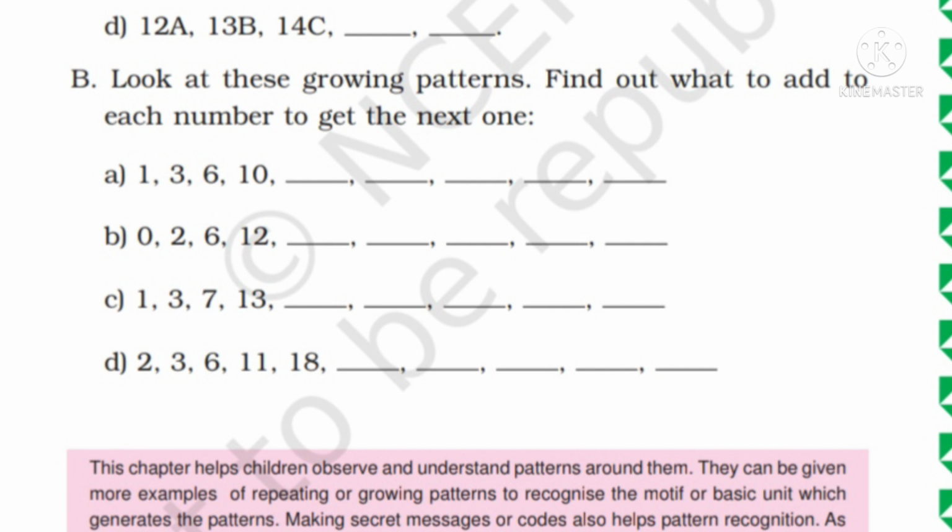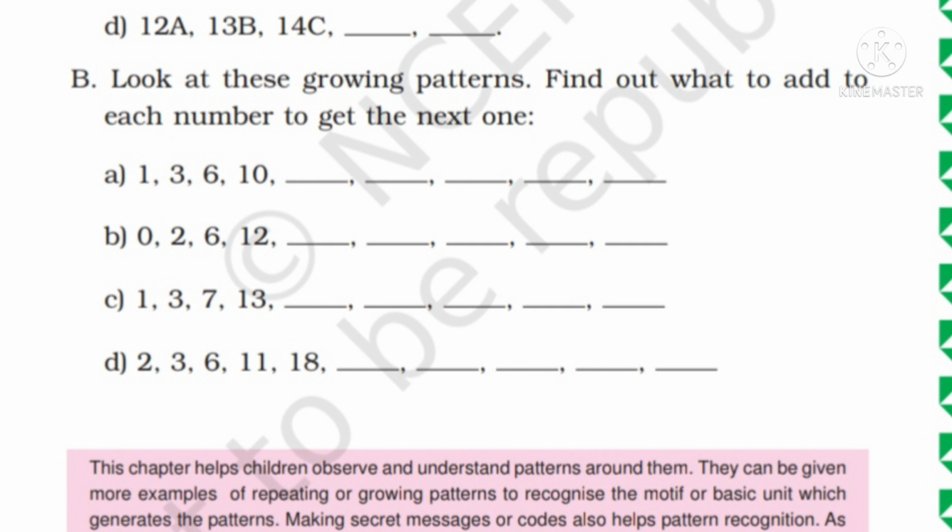Find out what to add to each number to get the next one. Growing patterns means some definite number is added to the previous one. And likewise we are adding and adding and adding and growing our pattern. So we have to find out the answer of these questions.